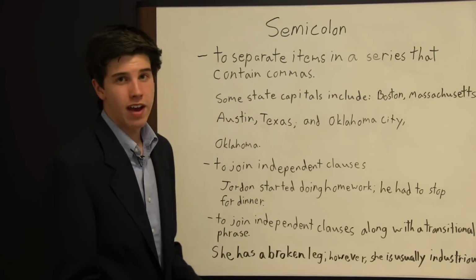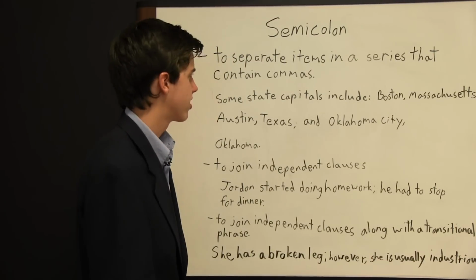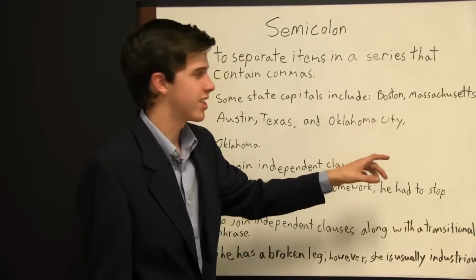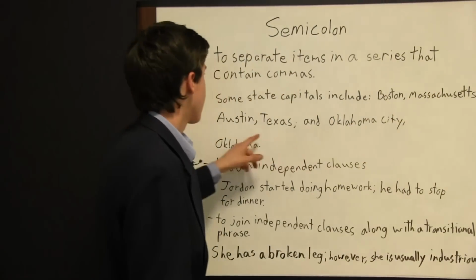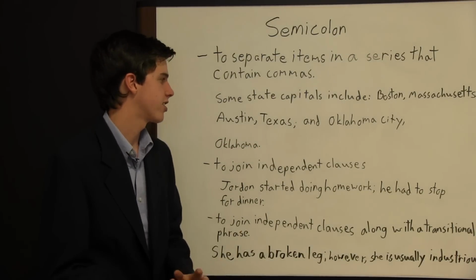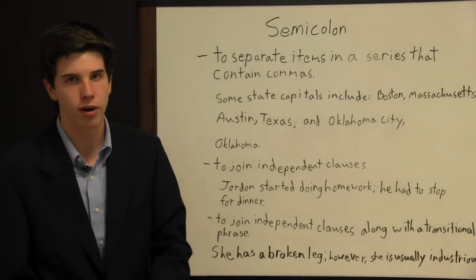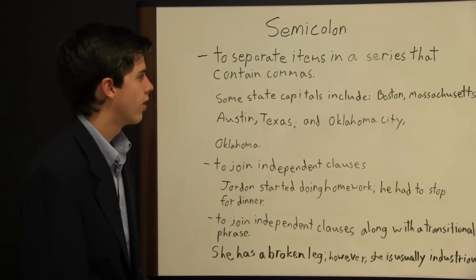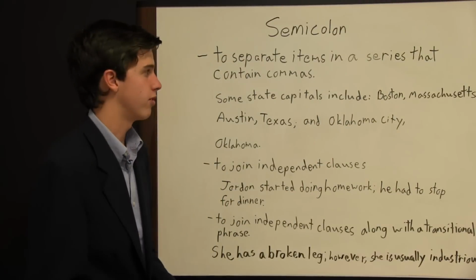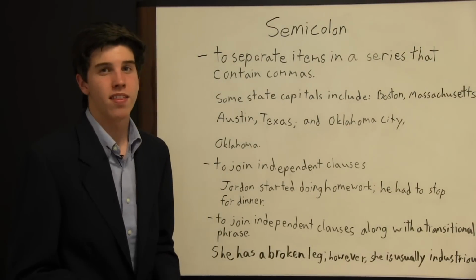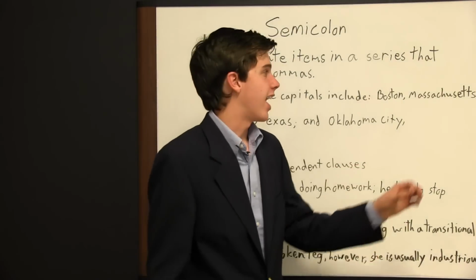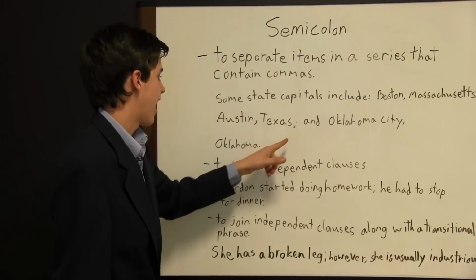Now, generally, when you have items in a list, you separate them by commas. But since I already have a comma in Boston, Massachusetts in that phrase, if I were to put another comma right here, the reader would get very confused and think that Boston, Massachusetts, Austin, Texas, Oklahoma City, and Oklahoma were all state capitals, where in reality only Boston, Austin, and Oklahoma City are state capitals. So when you have a comma that's internal within the item, then you separate the items with semicolons like we have here.